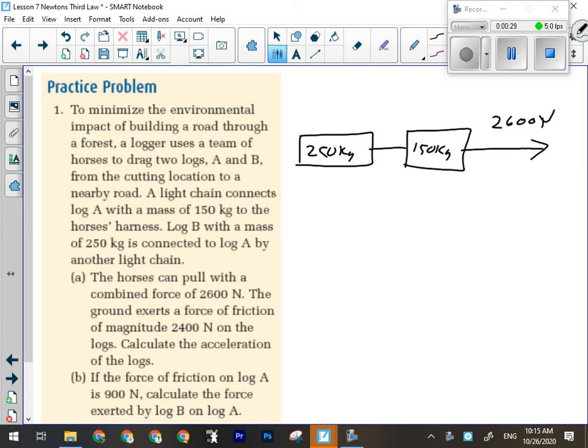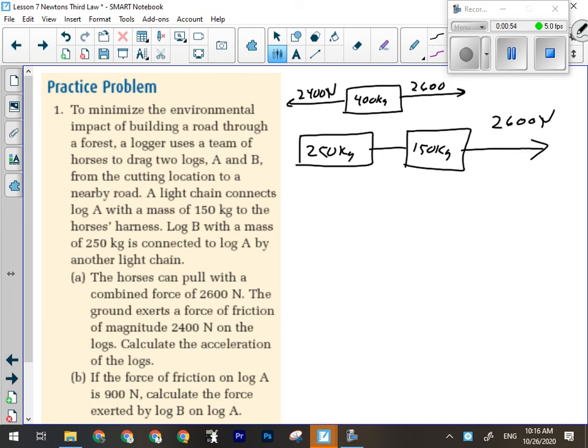So that force is 2,600 newtons. The force of friction on the whole system is 2,400 newtons. So if I simplified this, I'd be looking at 400 kilograms with 2,600 newtons going this way and 2,400 newtons going this way. Everybody okay with that?